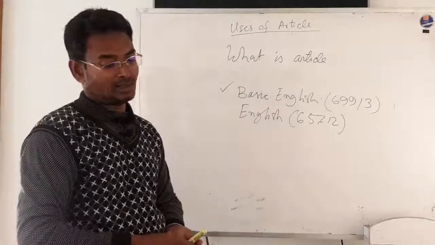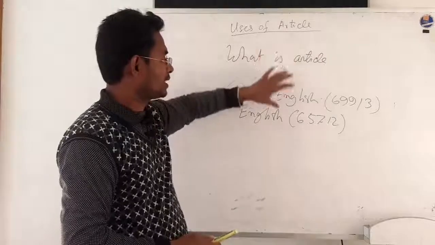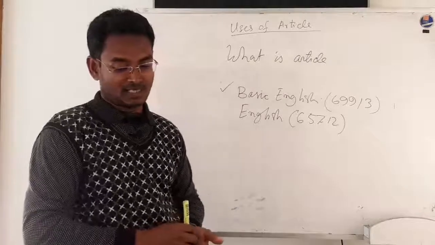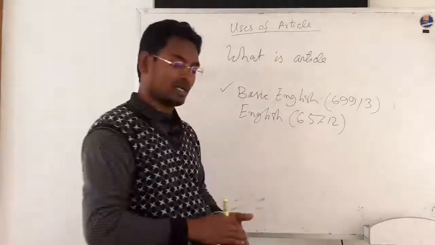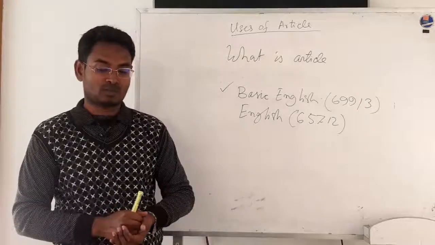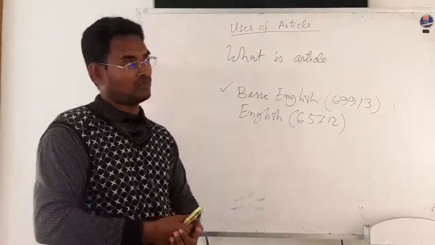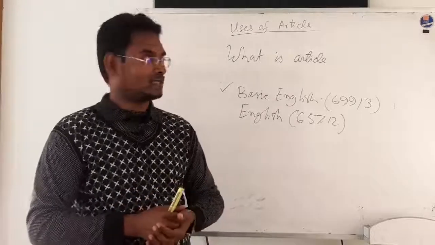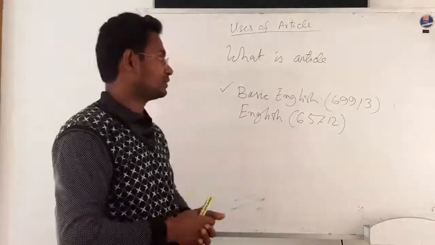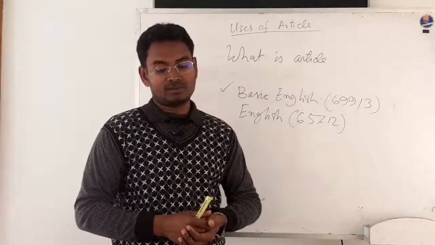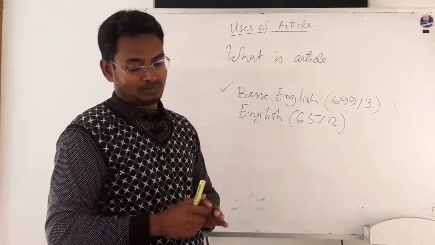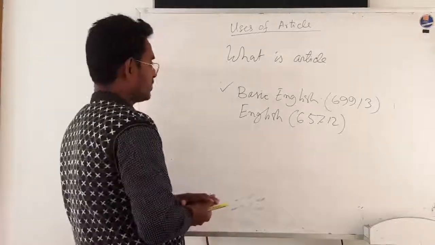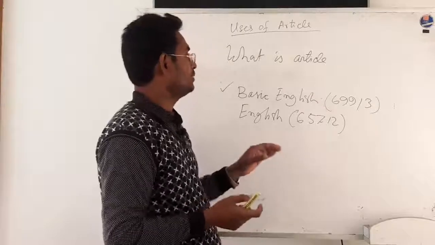So article, what is article? If you want to know how to use article and what is article, you have to have some clear idea on parts of speech. First, you have to know what is part of speech. Next, you have to know noun, classification of noun, countable noun, uncountable noun. You have to achieve some clear idea on adjectives. Next, you have to know the number of noun, that is singular number, plural number. When you know the definitions of part of speech, noun, adjective, number, singular, plural, these topics will help you to know the article.